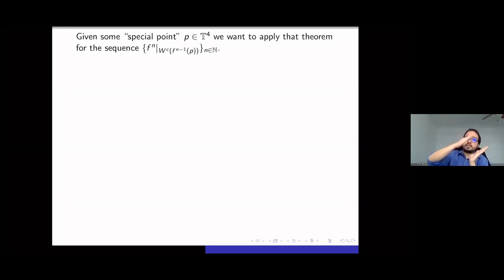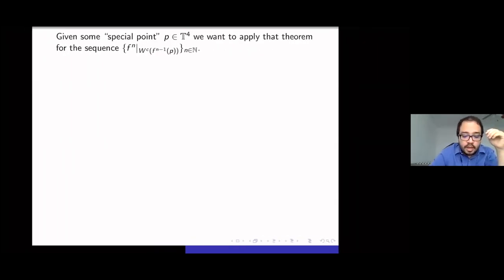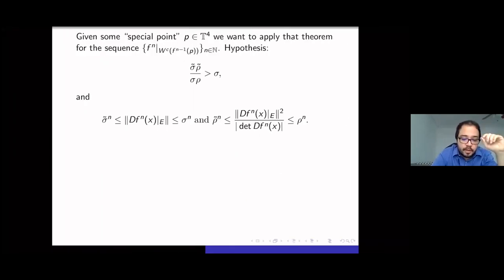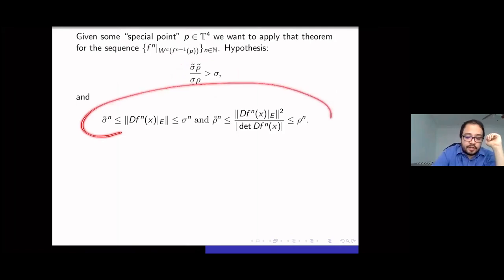So this will induce a sequence of diffeos of the torus. And I can look at this sequence and try to construct stable manifolds for this sequence. If you do this for some special point P, which I haven't specified yet, and you try to understand what is what with respect to the previous theorem, we want to get something like this that verifies something like this.